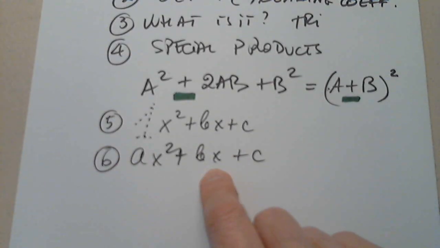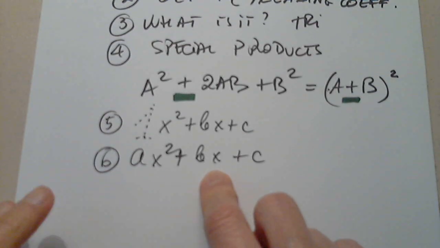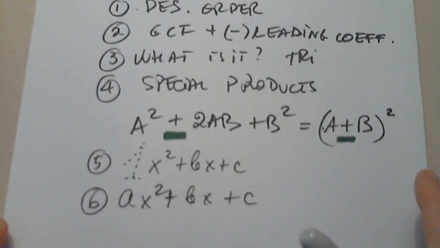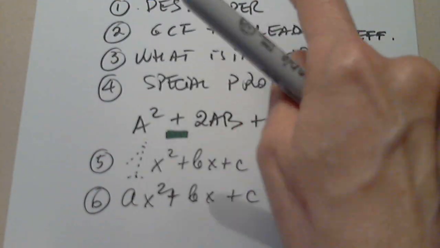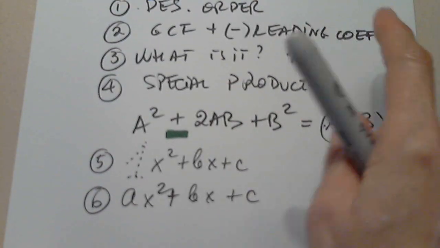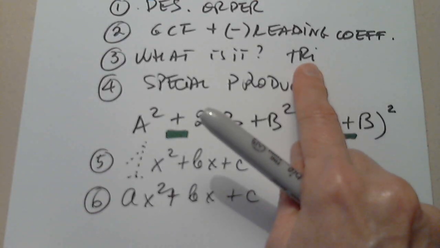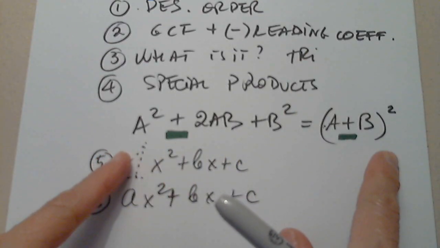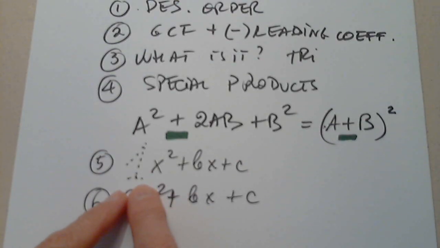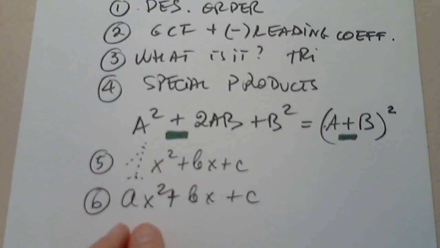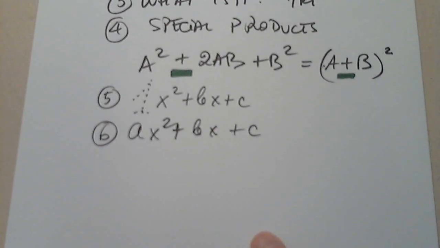This is easier than this, of course. So, I'm given a trinomial. We're going to look at examples right now. I'm given a trinomial. What do I do? Descending order, greatest common factor, negative leading coefficient. What is it? I identify it as a trinomial. Does the special product work? No. Is the leading coefficient 1? Yes or no? If it's not 1, then I have the last chance, number 6. Okay? So let's see how this works.